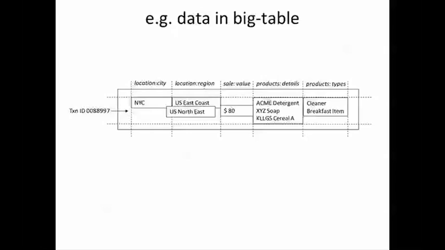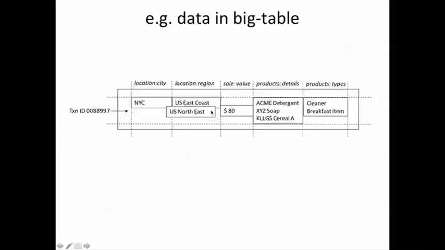Further, each column family for a particular row can have multiple entries. For example, you could have the region being the US East Coast as well as the US Northeast, and that's perfectly fine, unlike a relational database where a particular row-column combination can have only one value.